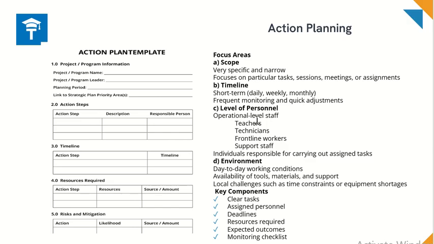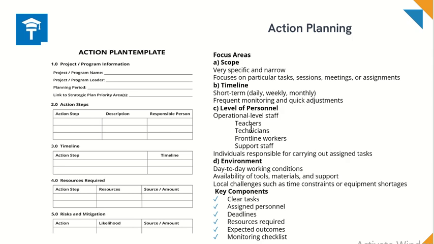Then the environment. Another point needed is the availability of tools, materials, and support, like maybe the pens, the machine, maybe to an extent. Then another point is the local challenges such as time constraints and equipment shortages. So we have to ensure that when it comes to these challenges, like the time constraint, we are getting enough time, and for the equipment, we have the equipment for the operation to be successful.